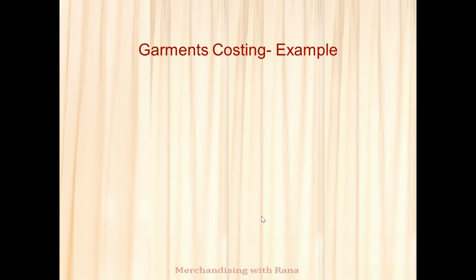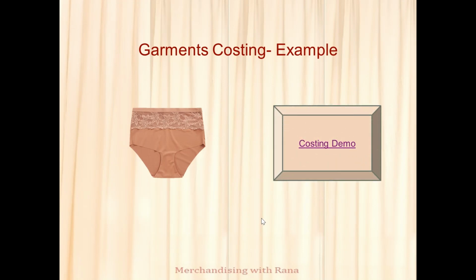Now let's look at one example. Garment costing. This is a knicker or panty. So we'll make a costing for this. See what you are seeing here. We can see here fabric, lace, elastic. Okay, so let's go for the costing part.